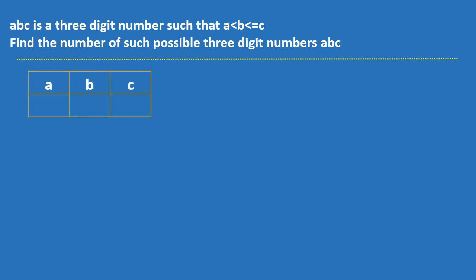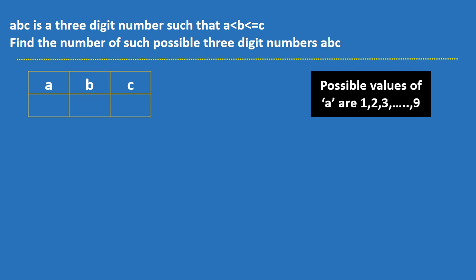ABC is a 3-digit number. What are the possible values that A can take? A can take the values 1, 2, 3, and so on up to 9. It cannot take the value 0, because if it takes the value 0, ABC would become a 2-digit number. Hence the possible values of A are 1, 2, 3, and so on up to 9.